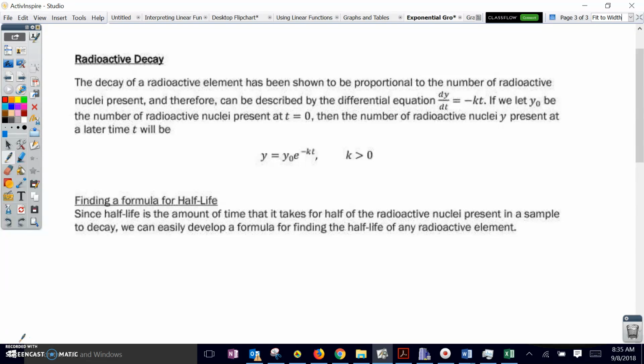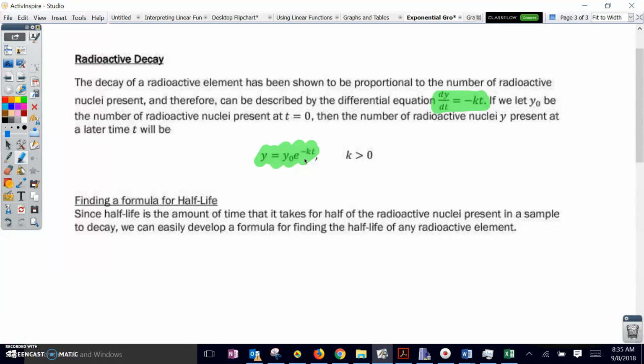Okay, the next application of exponential growth and decay that we're going to look at is radioactive decay. When we have a radioactive element that's decaying, the amount that's left, or the decay, is based off of the amount of material that's left or present at a moment. So we have the differential equation dy/dt equals negative ky, and then integrating that using separation, it takes us to this model that y is equal to y sub 0 e to the negative kt, where k is a positive number, and that shows the decay of any radioactive element.